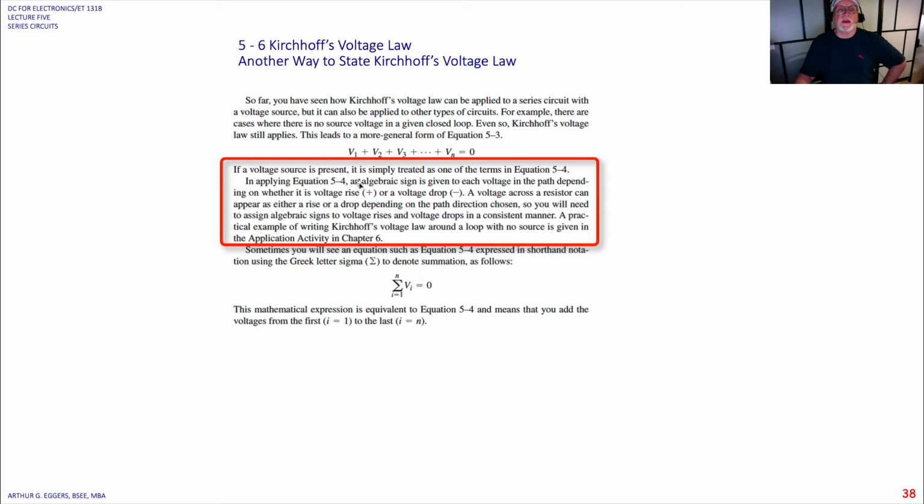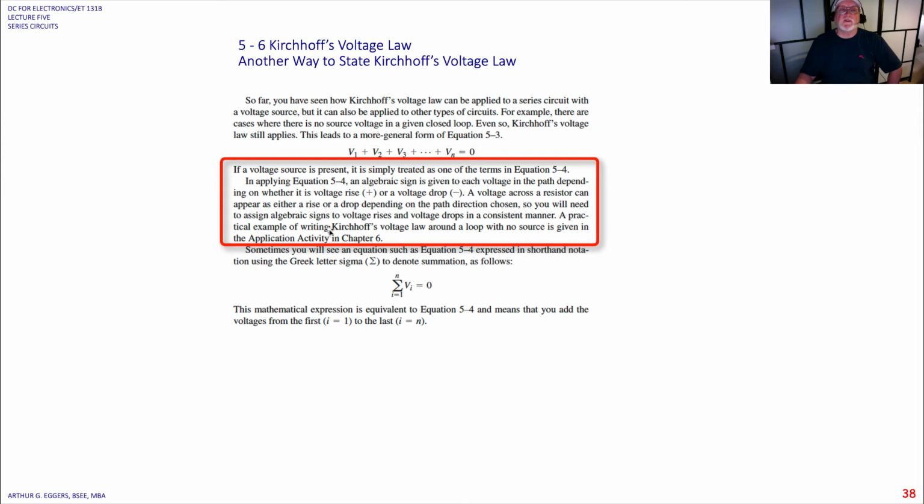So in applying equation 5.4, an algebraic sign is given to each voltage in the path depending on whether it's a voltage rise or a voltage drop. It just depends on which way the source is placed in the circuit. A voltage across a resistor can appear as either a rise or a drop depending on the path direction chosen, your positive or negative polarity in the circuit. So you'll need to assign algebraic signs to voltage rises and voltage drops in a consistent manner.